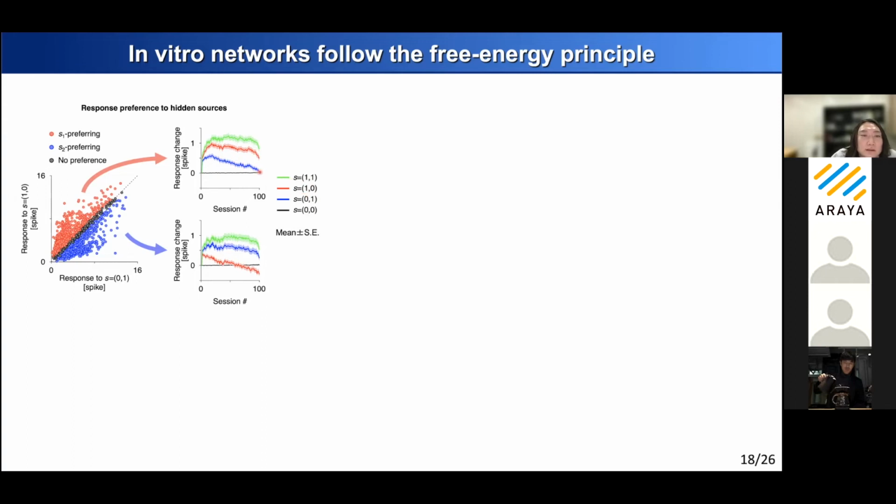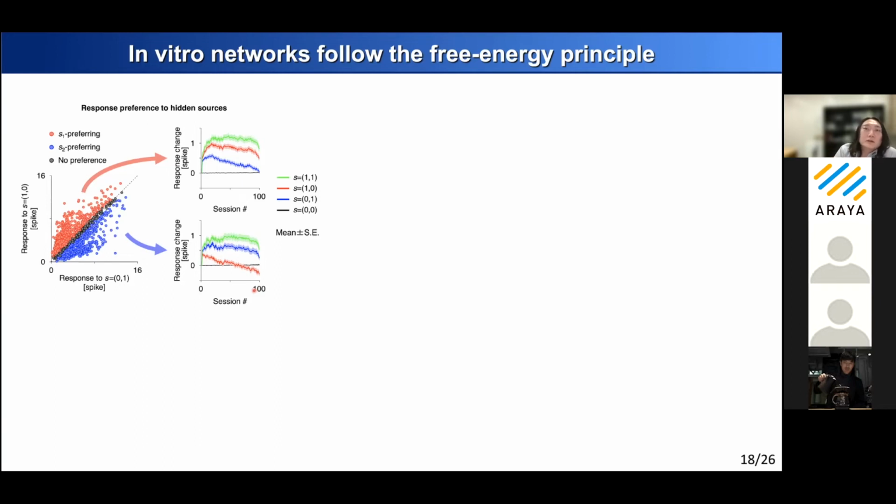So based on this observation, we can say that some neurons self-organize to express source one encoding activity. And in another group, neurons preferentially respond to source two, but their dynamics are almost uncorrelated to source one dynamics. So those neurons are source two encoding.